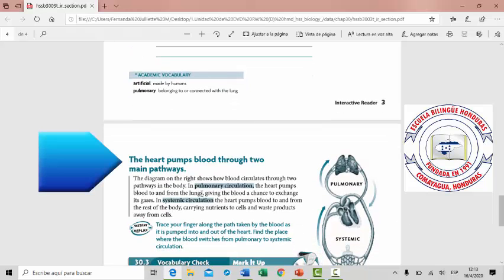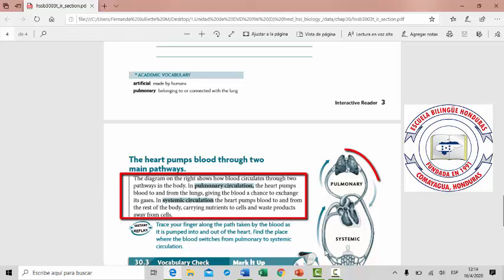And the last part of the lesson, guys. The heart pumps blood through 2 main pathways. The diagram on the right is over here. The pulmonary and systemic circulation show how blood circulates through the pathways in the body. In the pulmonary circulation, on the top of the diagram, the heart pumps blood to and from the lungs, giving the blood a chance to exchange its gases.